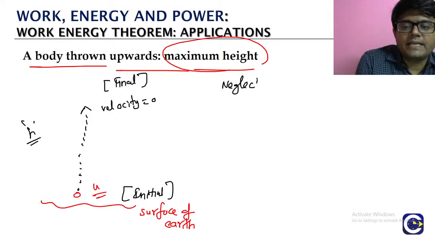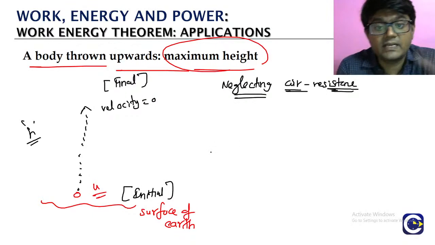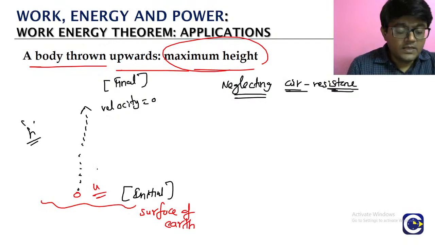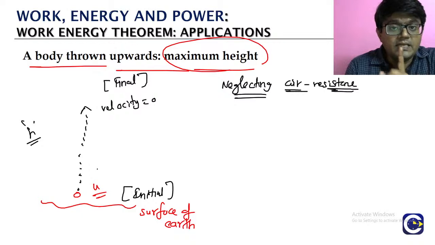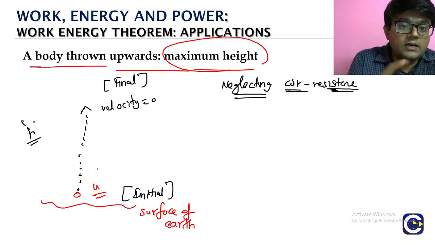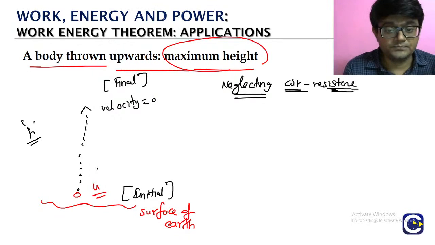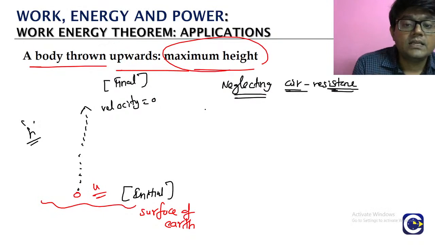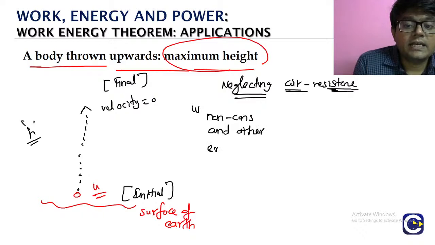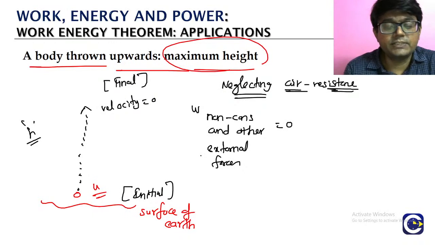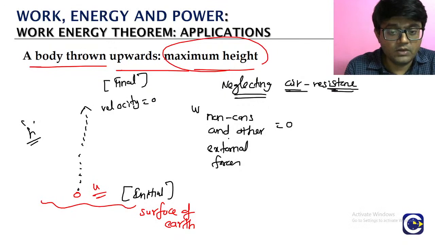Neglecting air resistance is very important. We are neglecting the air resistance. When the object is going up, the only force is the gravitational force, and the gravitational effect is already coming in the potential energy term. Other than the gravitational force, there is no other force acting on that object. So the work done by the non-conservative forces and other external forces will be 0.